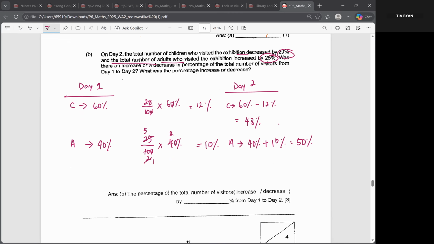So my total in day 2 is 48% plus 50%, which gives me 98%. But my total for day 1 is 100%. Hence, the percentage of total number decreased by 2%. And that is my answer to part B. Clear?